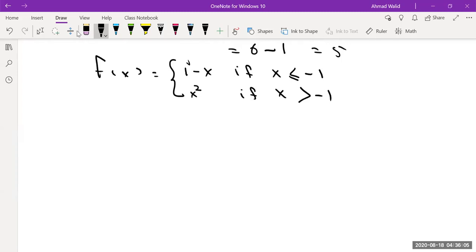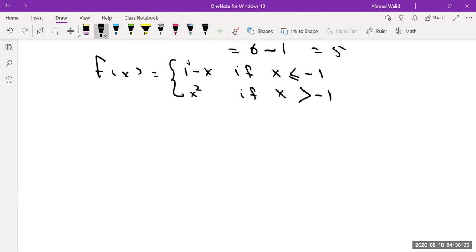These types of functions that you see here, we call piecewise defined functions, that you studied in college algebra, pre-calculus, and also intermediate algebra. We call these types of functions, f of x equals 1 minus x, f of x equals x squared, piecewise defined functions.